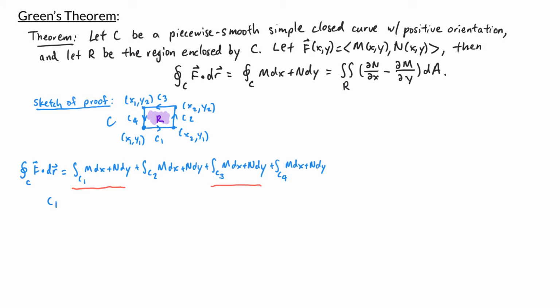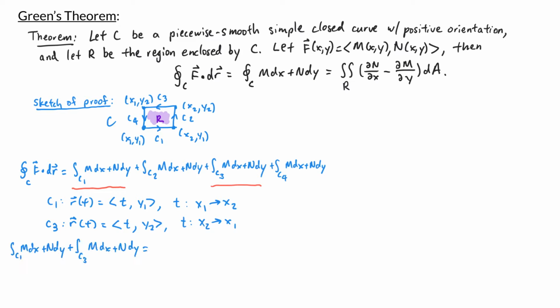For the curve C1, I can parameterize this using r(t) = (t, y1), where t goes from x1 to x2. For C3, I can parameterize this in much the same way. I have r(t) = (t, y2). This time, I'm going to say that my t goes from x2 to x1 because I'm going backwards.